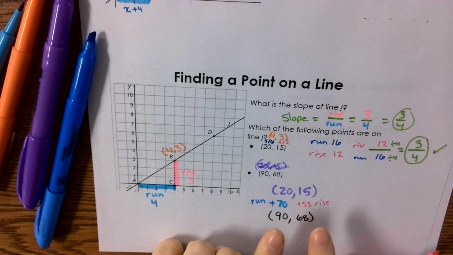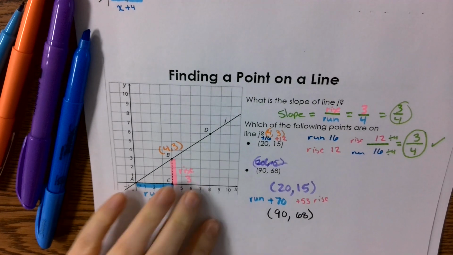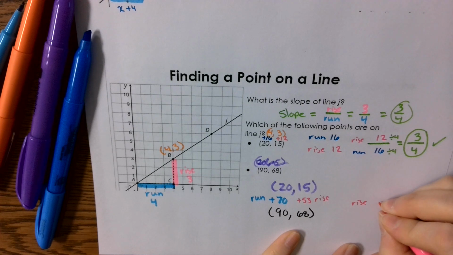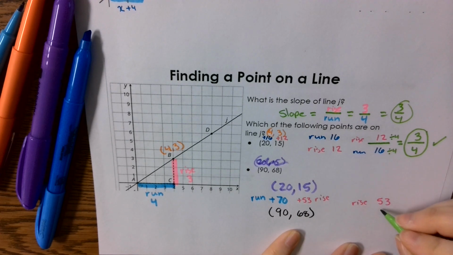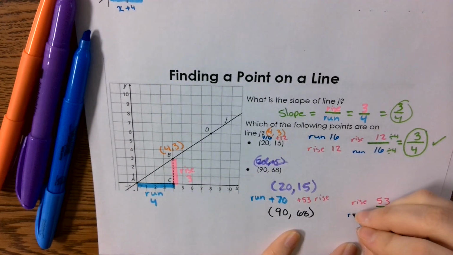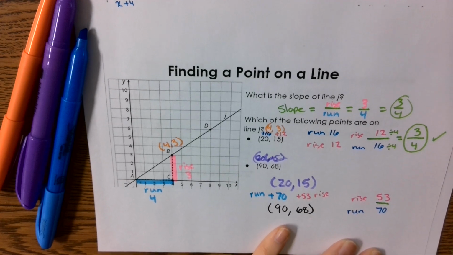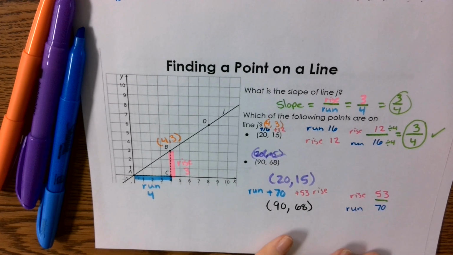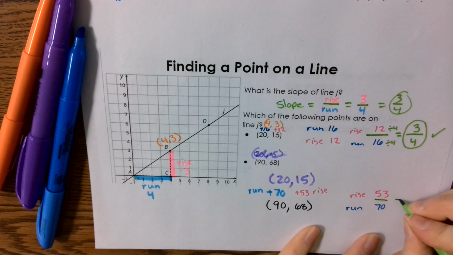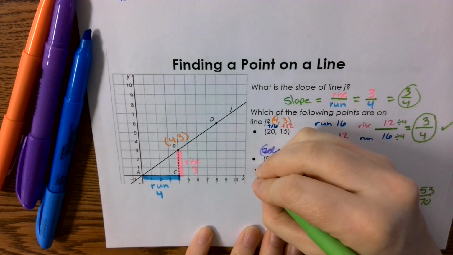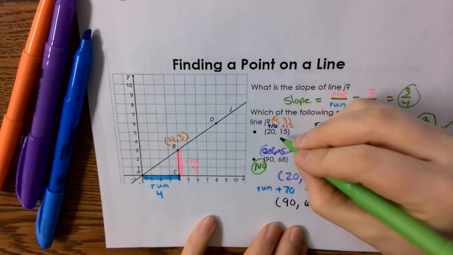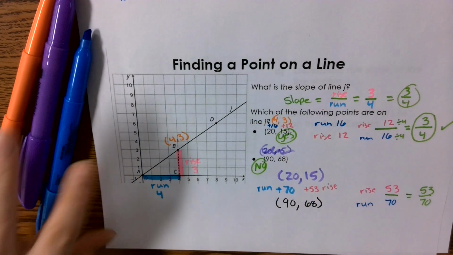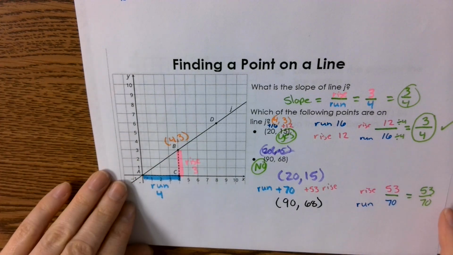Okay, so I want to know, is this rise over run going to simplify to 3 over 4? So we're going to take our rise of 53 and put it over our run of 70. Does 53 over 70 simplify to 3/4? Isaiah? No. Okay, it's just going to stay 53 over 70. That's as simplified as it gets. So no, this is not going to be a point on the graph. This one is. This one is not. So you got a point, and you got one that's not a point.